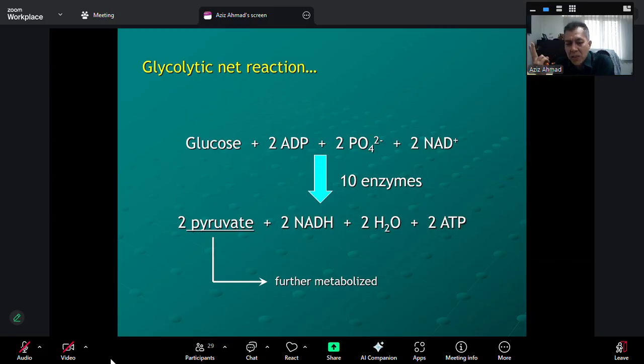This transportation uses two shuttles. During the transportation, some shuttles charge you a cost. These two shuttles are the malate-aspartate shuttle and the glycerol phosphate shuttle. One of the shuttles will charge you, and that's why less ATP is produced. So this depends on the type of tissue involved in the production from glycolysis.